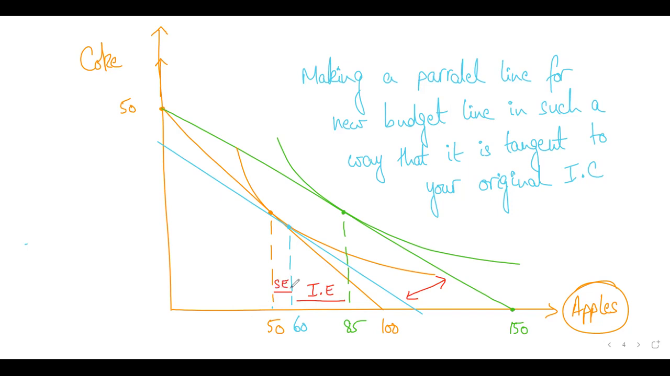Is it making sense? So this one is substitution effect, which is along the same indifference curve as you can see over here. And the difference between the two parallel lines is income effect. Is this making sense? So this is what you need to know. Any confusion, anything that's not clear?